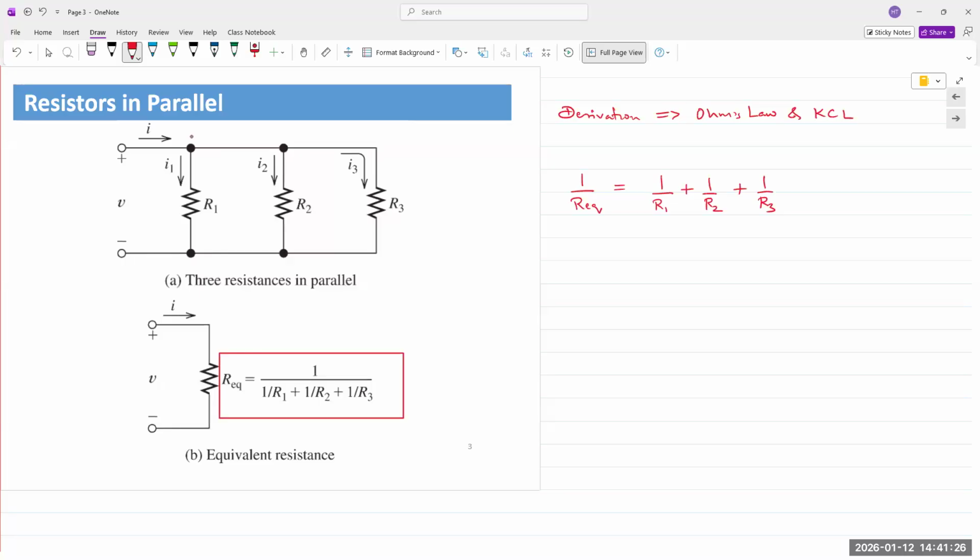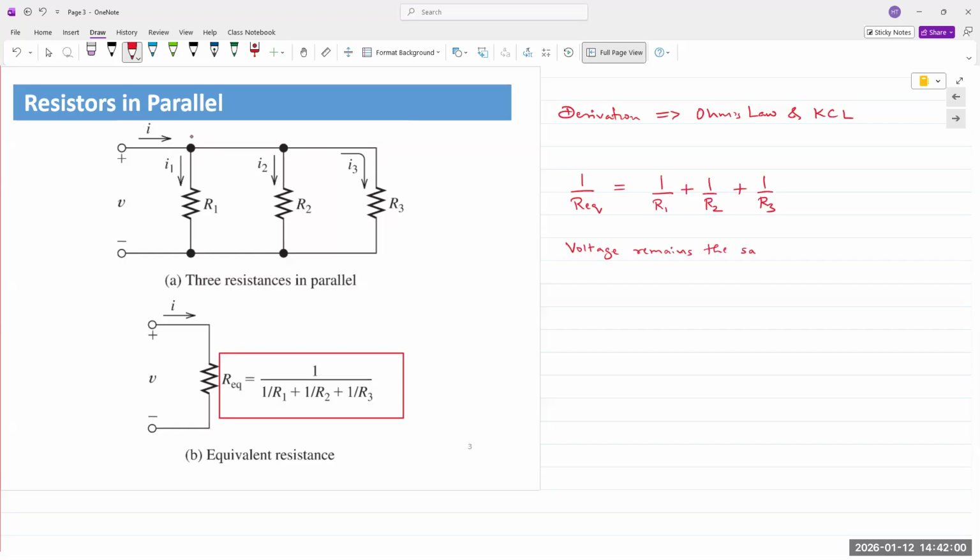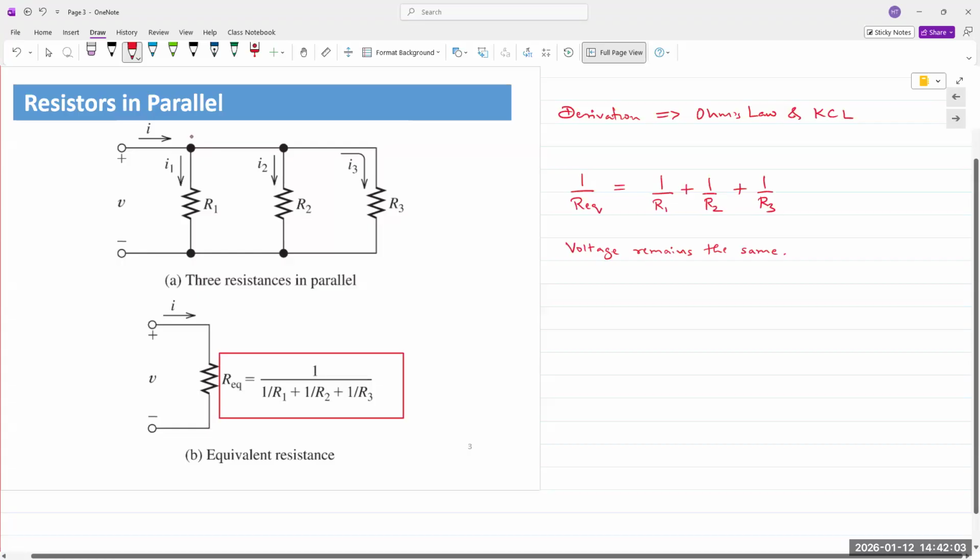For a parallel network, the equation remains the same, whether it's 2 resistors in parallel or 3 million resistors in parallel, as long as they're all in parallel, unbroken chain, the Req can be determined using these equations, right? In a parallel network of resistors, the voltage remains the same, and current is divided.